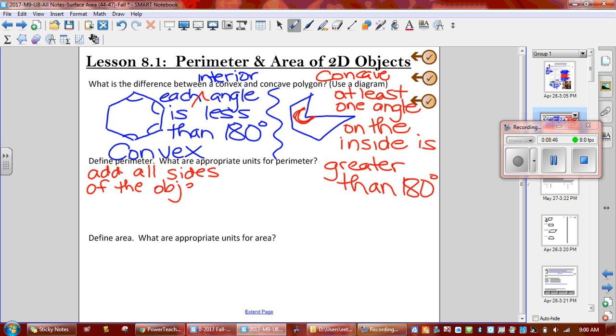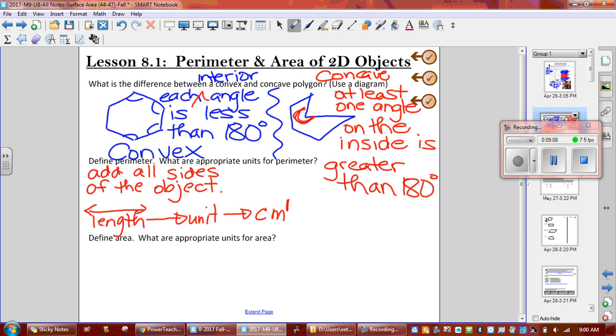Now, since we're adding sides, and the sides are all lengths, since I'm only measuring lengths, my unit is centimeters exponent 1. What does that exponent 1 mean? Do you remember what we talked about with that exponent 1? It's flat. What else do we know about exponent 1? I measured one thing only, length. The length of that one, all the way around. That's measuring length. That gives me perimeter.